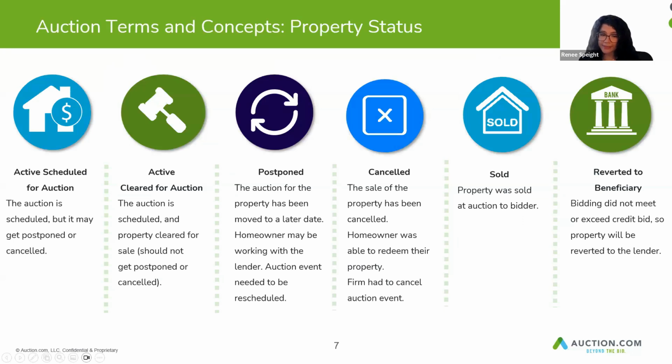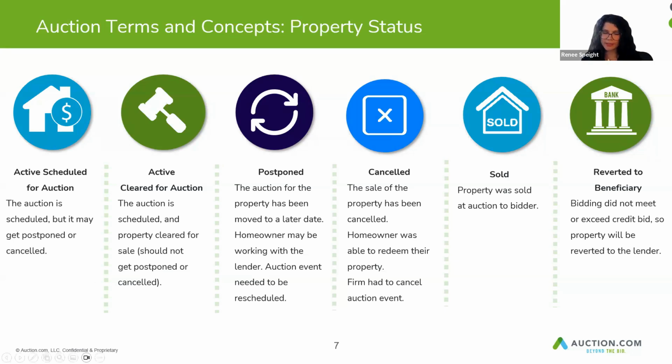Now let's take a look at the different property statuses you'll come across during the auction process. Active, scheduled for auction. This means the property is currently scheduled for auction, but the auction may later be postponed or canceled depending on changes. Now, active cleared for auction. That means the auction is scheduled and the property is cleared for sale. This means it's less likely to be postponed or canceled. Postponed, of course, means that the auction has been moved to a later date, and this could be due to the homeowner working with the lender to redeem the property or other reasons that require rescheduling.